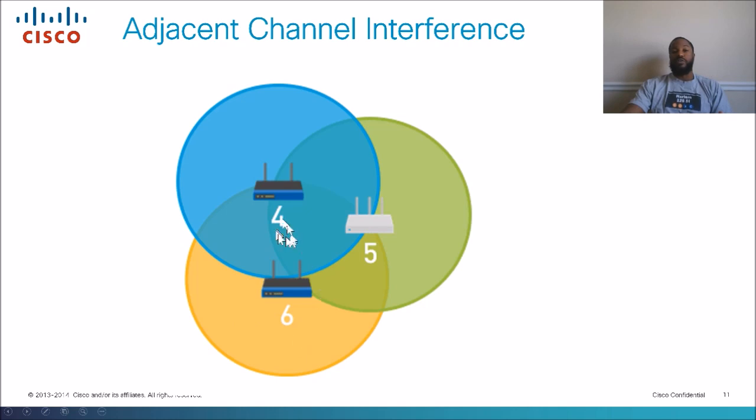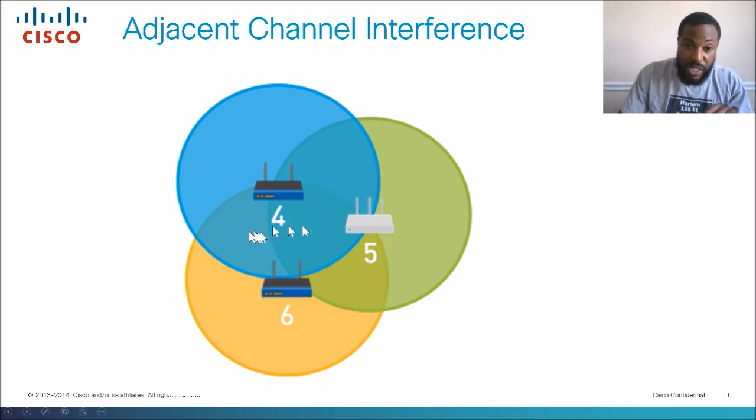But if you're in this range right here, if you're physically like walking around with a laptop or a cell phone or whatever, trying to get some signal from an access point. Remember, these are access points. If you don't know what those are, go 2 videos back on my channel. You'll know what that access point is. If you're sitting right in between here, you're going to get adjacent channel interference.